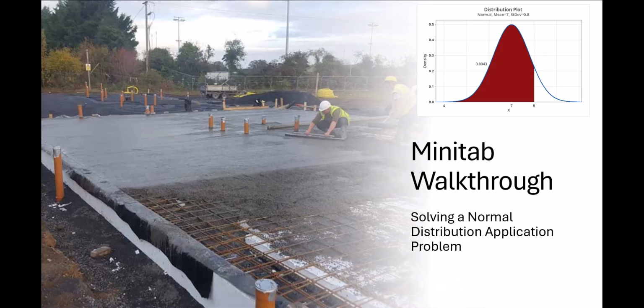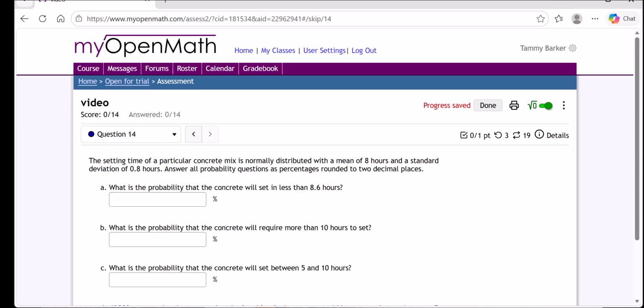Hi everybody, in this video we're solving a normal distribution application problem using Minitab. Our problem says the setting time of a particular concrete mix is normally distributed with a mean of 8 hours and a standard deviation of 0.8 hours. We're going to answer all probability questions as percentages rounded to 2 decimal places.